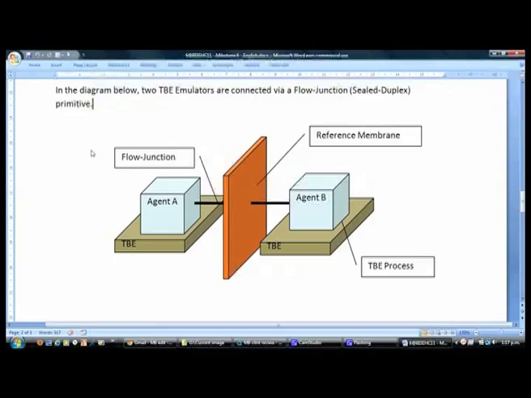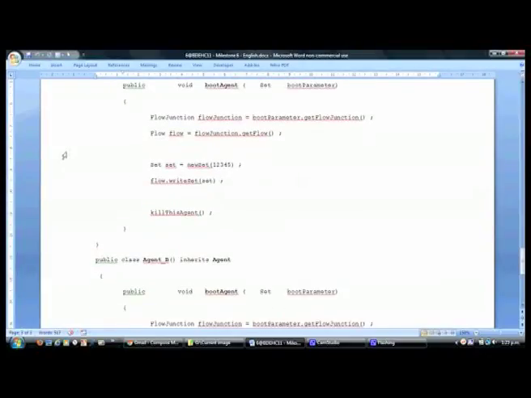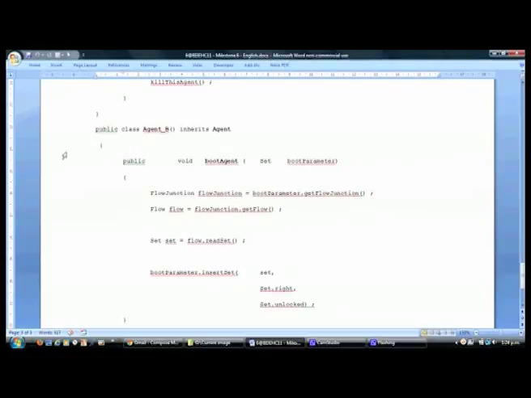I'm now going to talk about the Milestone 6 itself. If you look in this diagram here, you'll see that we have two TACE beta environment emulators running in parallel, and they're connected with a flow junction. A flow junction is similar to a sealed duplex. You of course need to unseal it to make it operate, and that flow junction was passed in on boot for both of those agents as the set parameter. So they begin communicating straight away, and you can see from this code in agent A that it unpacks the flow junction from the parameter set, opens it up, unseals it, and begins transmitting information across, and then destroys itself, and agent B then receives that data and stores it.